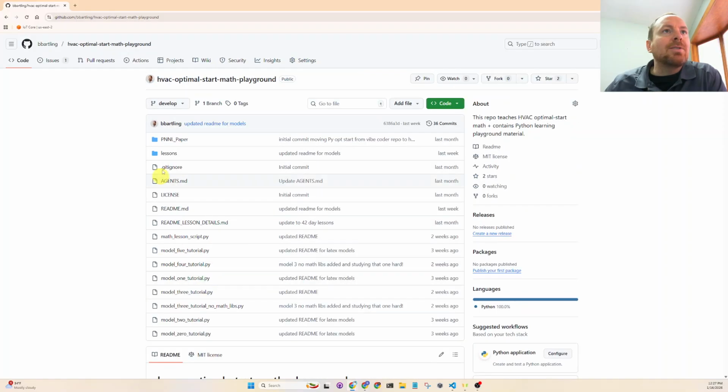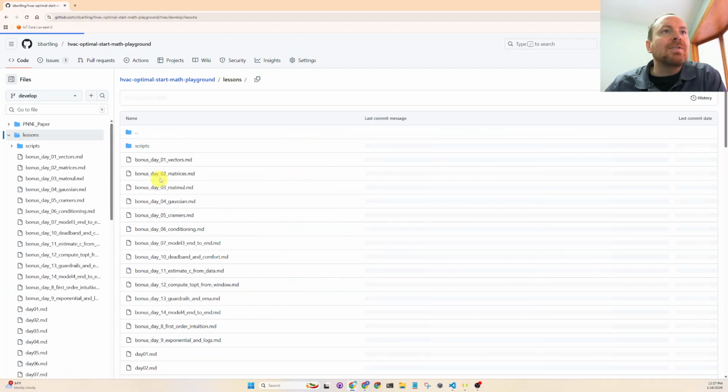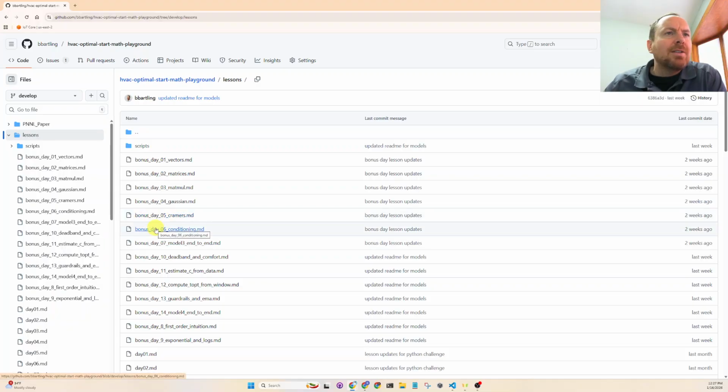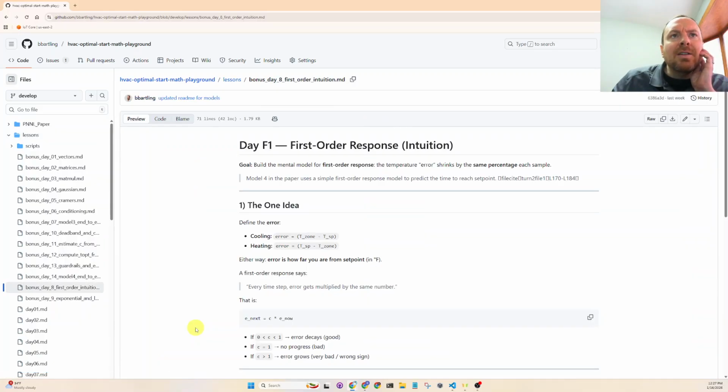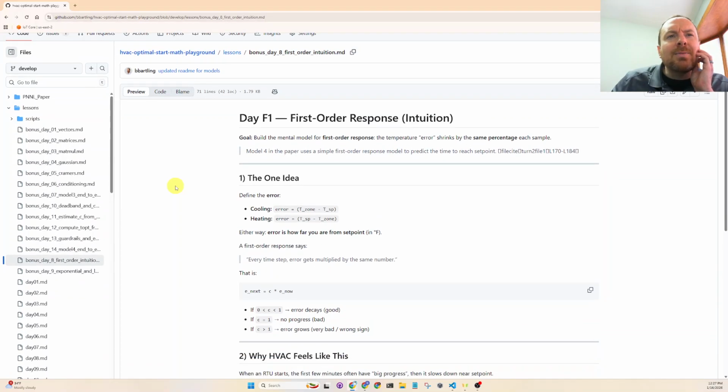Okay, so we're going to the lessons. We've done the first week of bonus days. So let's get into bonus day 8, which is model 4. And let's give it a try. So model 4. Here we go. We're moving into these first order response models.